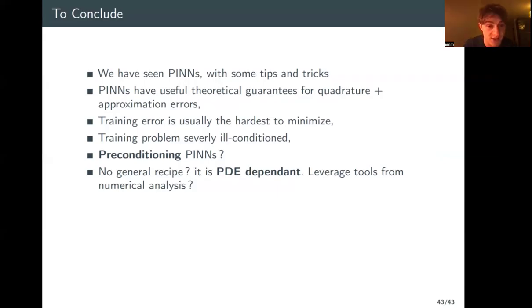But what it also tells us is that there's no general recipe, because ultimately the solution is going to be PDE dependent. And maybe because of this, we can bring in tools from numerical analysis, and maybe that will help us if we want to solve PDEs using neural networks. More generally, this applies to any loss that incorporates a differential operator. The same insight applies in the same way.